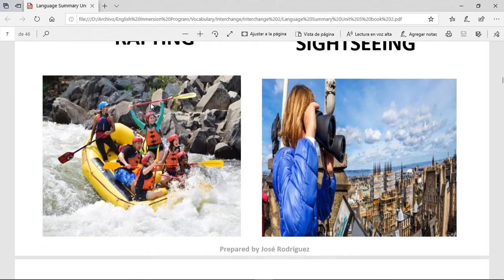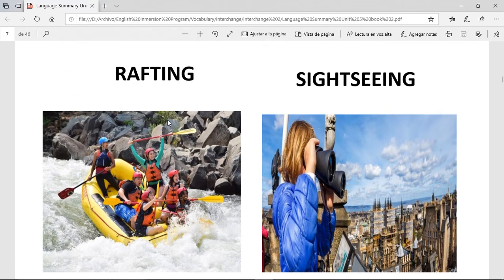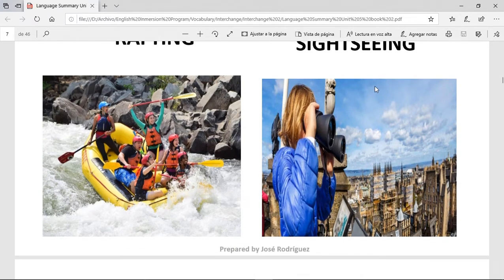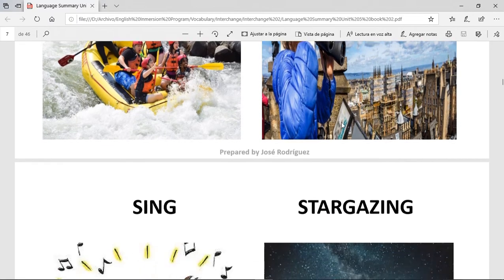Rafting. When you go rafting is when you go on a boat with multiple people and with different type of this tool used to move you in the water and going through the rapids. The rapids are the fast currents of water where the water goes like this. You see, it's going like really, really fast. Sightseeing. Sightseeing is when you start seeing a sight. Okay, it's really redundant, but what this means is when you're looking at beautiful views, okay?